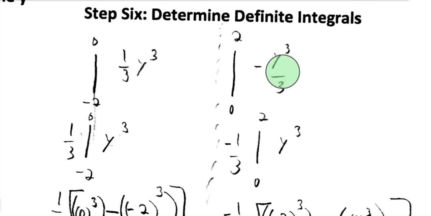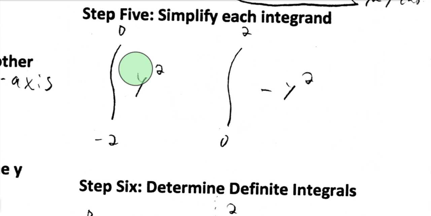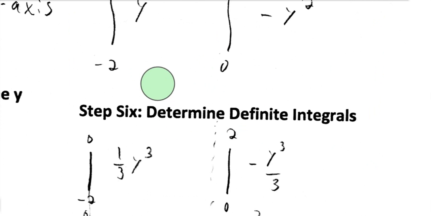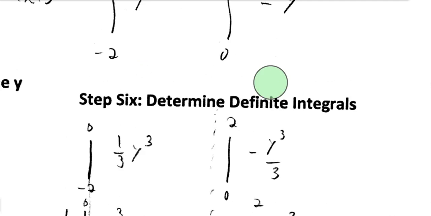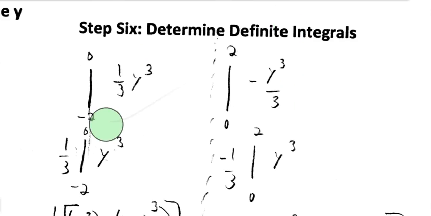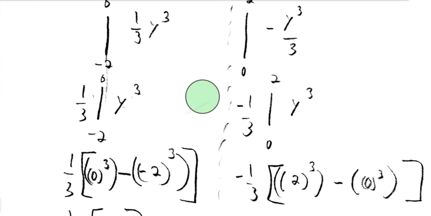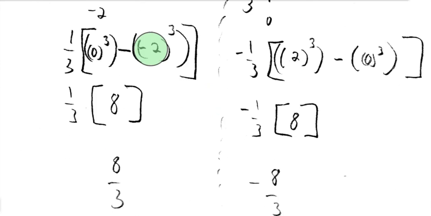Step 6 is to determine the definite integral. So the first one's going to be 1/3 y cubed using the reverse power rule. The second one's going to be -1/3 y cubed because it was -y squared. The first limits are -2 to 0. The second one's from 0 to 2. So we're just going to do some algebra, plugging in these limits, figuring out what the definite integral of each of these shapes is. For the first one, I get 8/3, and for the second one, I get -8/3.